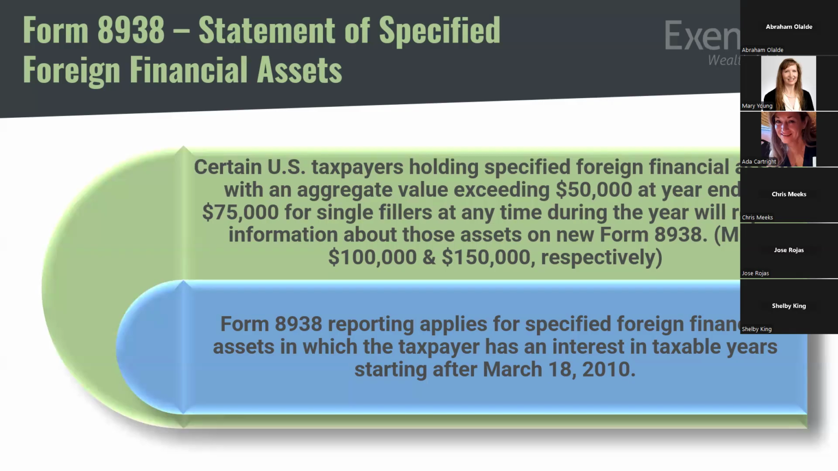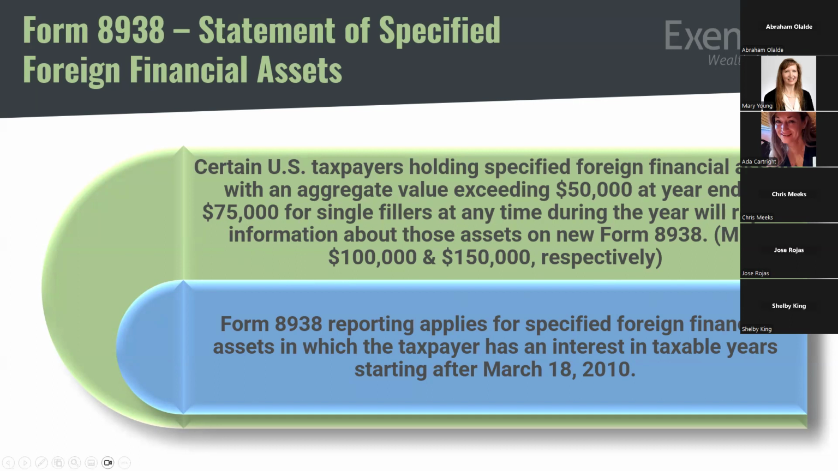And keep in mind that these thresholds increase per filing status. So married filing jointly is double, and if they're living abroad, it's higher thresholds, $200,000 and $300,000, I believe. And the $75,000 for singles in this case is at any time during the year. So if at any time during the year the aggregate accounts reach $75,000, they have filing requirements, and what you actually report is the maximum value of the aggregate accounts.